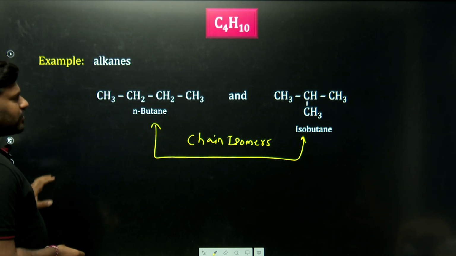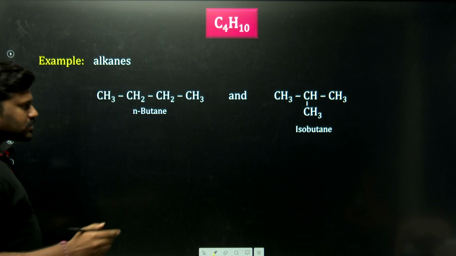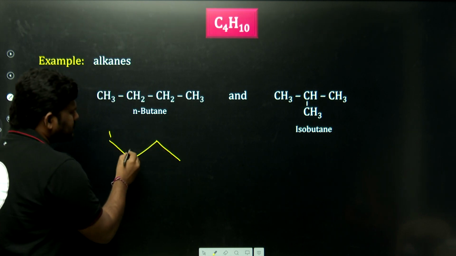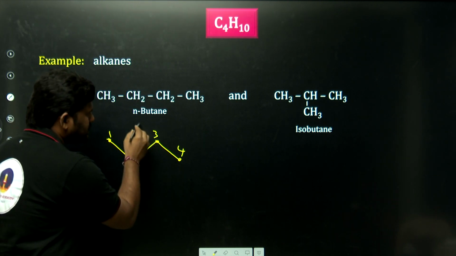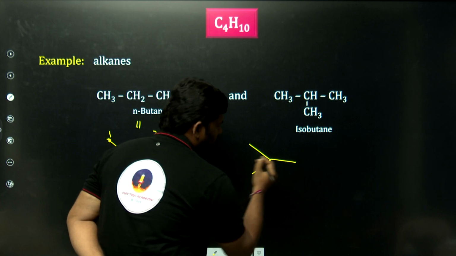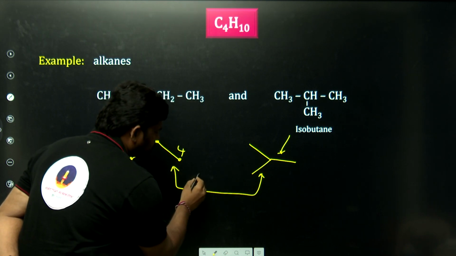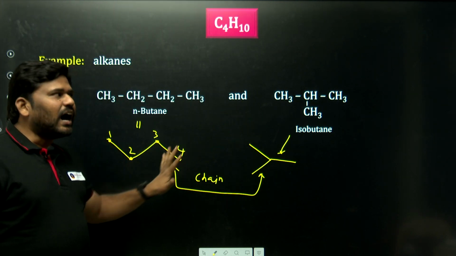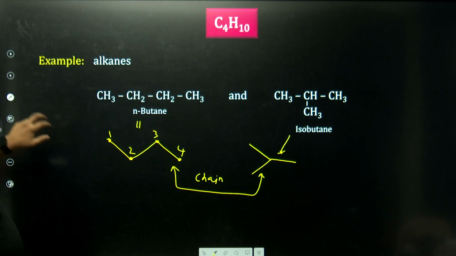Generally, in competitive exams they won't give this elaborated structure, they will give bond line forms also. For example, just imagine 1, 2, 3, 4: these corners are the carbons. This is N-butane. Iso generally we draw like this, so this is isobutane. They will give it like this also, so don't be confused. Both are chain isomers only. They will give the elaborated structure or the bond line structure. So alkanes exhibit chain isomerism.